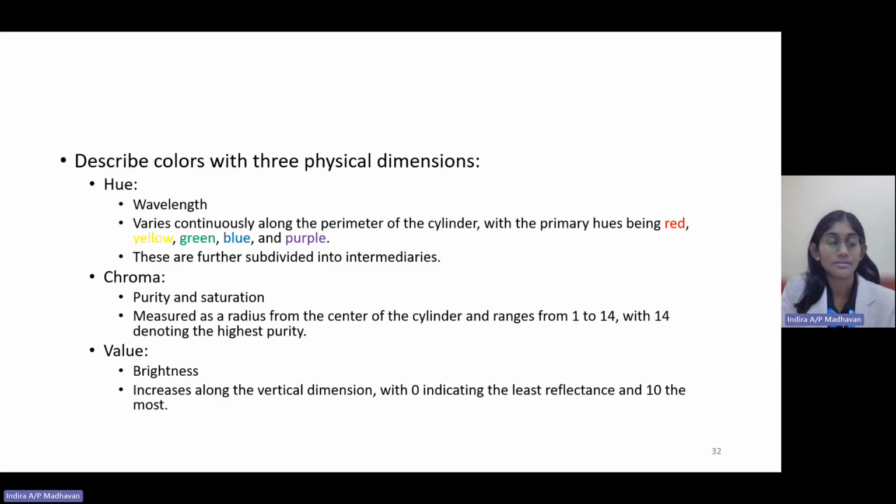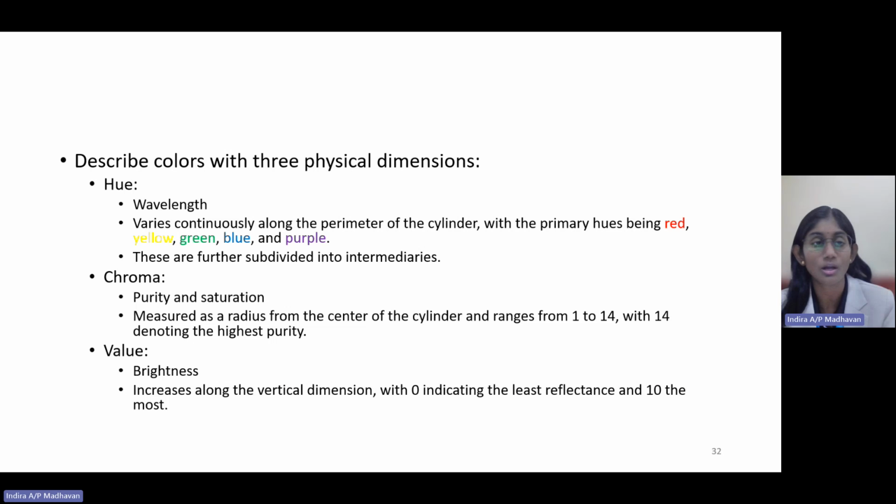The three physical dimensions, or attributes, as I mentioned, are hue, chroma, and value. Hue, as I mentioned much earlier, is the wavelength, where different wavelengths have different colors. The primary hues are red, yellow, green, blue, and purple. So they have 5 primary colors, and then another 5 intermediary colors. So that is the hue.